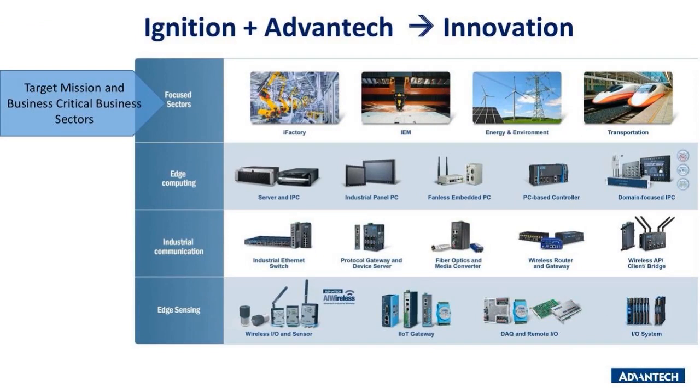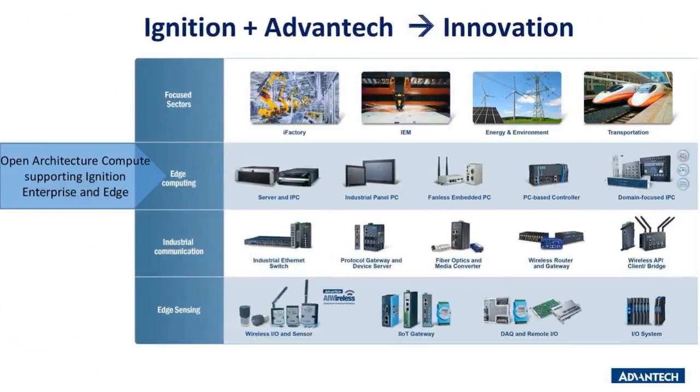So let's go back and take a look at how this overlays so well with Advantech. First, we build hardware solutions that fit into business critical and mission critical applications. This is across automation, iFactory, industrial equipment manufacturers, energy and environment, and smart transportation. Then we also focus on our edge compute hardware. Whether it's a rugged fanless edge compute device, a rack mount server, or a GPU-based machine for AI applications, all of these are open platforms that can leverage a vast ecosystem of software and hardware, including Ignition Enterprise and Ignition Edge.